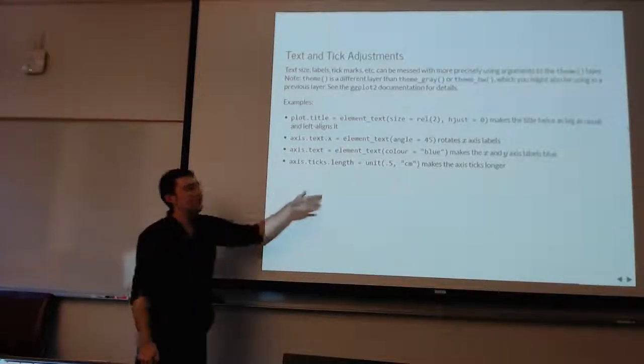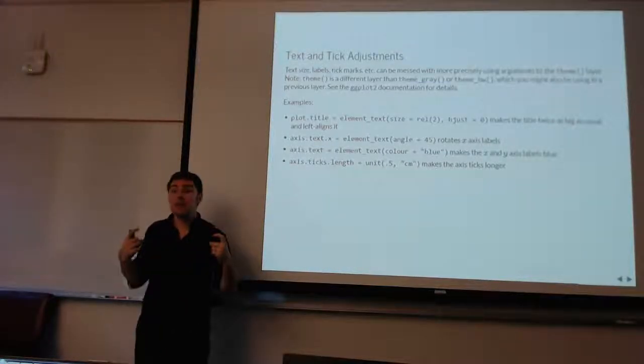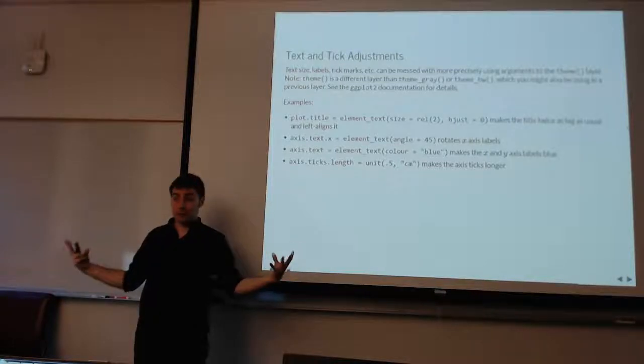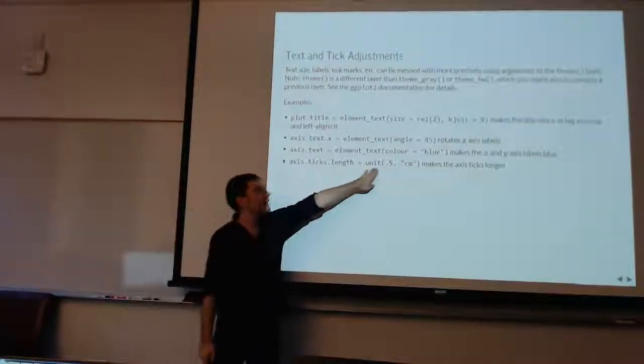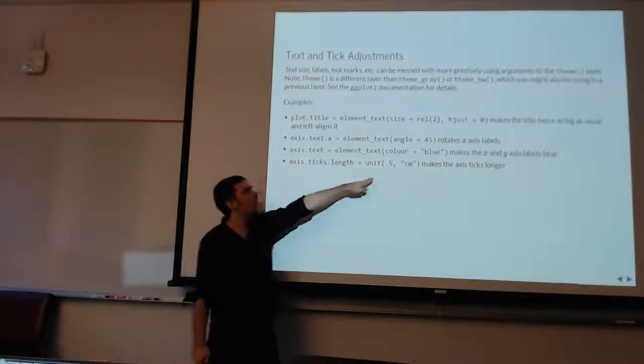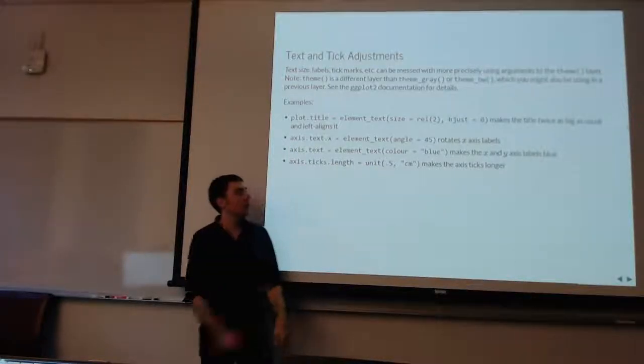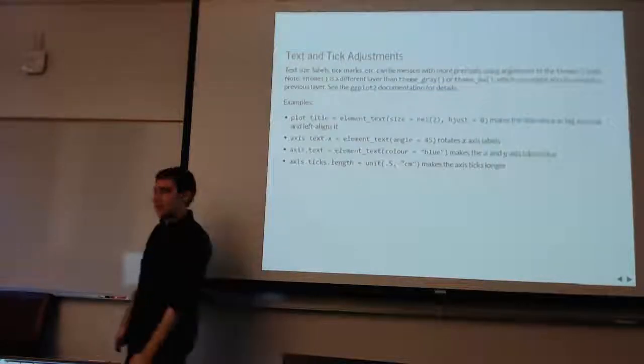Then here is maybe you want longer axis ticks on a plot, maybe because it's a really big plot, you want people to be able to see the ticks. You could adjust their length or their width, give it some unit. In this case, I said I want them to be half a centimeter long. So I made my axis ticks longer.